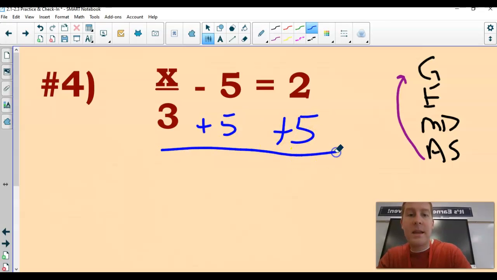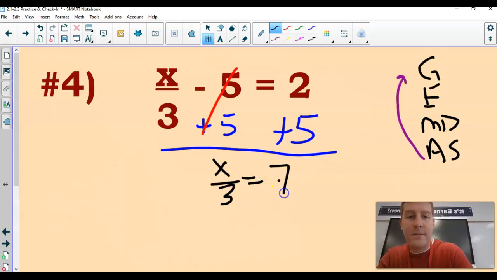Okay, and again, now we simplify. So think about what you can combine here together. Since this first term has an x in it, we can't subtract x over 3 by 5. They're not like terms. But negative 5 plus 5 will cancel out, which will leave us with x over 3 on the left-hand side. And that's going to equal on the right-hand side, 2 plus 5 is 7.